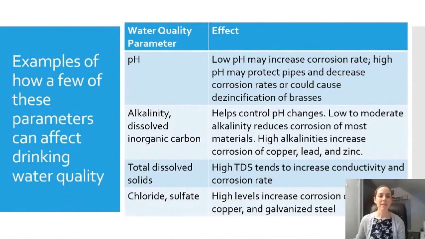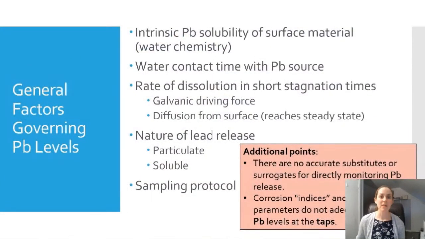So if we look at a few examples of how some of these parameters can affect drinking water quality, we have pH again. So a low pH may increase the corrosion rate observed in a system. For alkalinity and dissolved inorganic carbonate, this can help control pH changes, and a low to moderate alkalinity tends to reduce corrosion from most materials. With total dissolved solids, if that reading is high, that tends to increase conductivity and also the corrosion rate. And then chloride and sulfide, if those two parameters are at high levels, that can increase the corrosion of iron, copper, and galvanized steel.